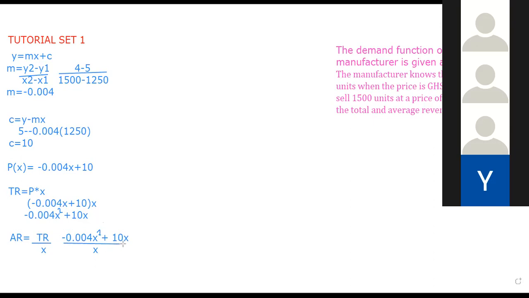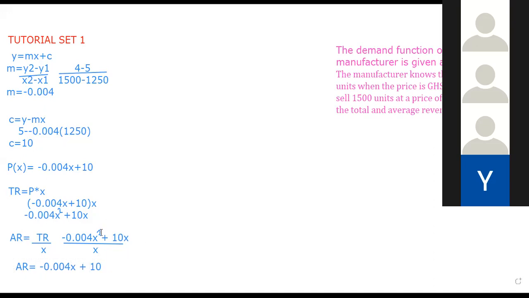So divided by X. Take note that each of them is over X. Negative 0.004 X squared divided by X. X will cancel one of the X. So you will get AR is equal to negative 0.004 X plus 10. That is average revenue.